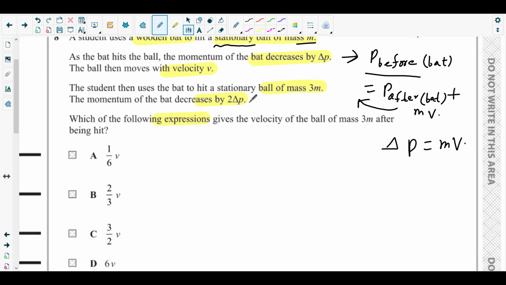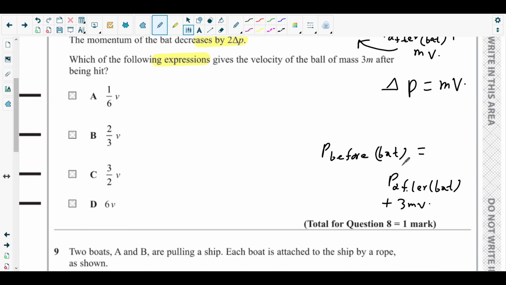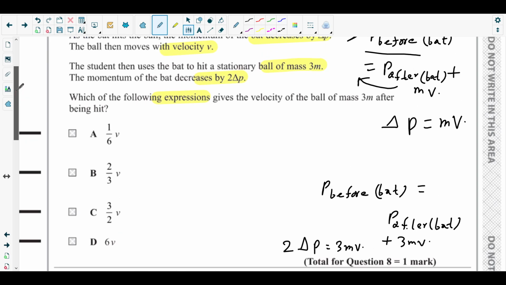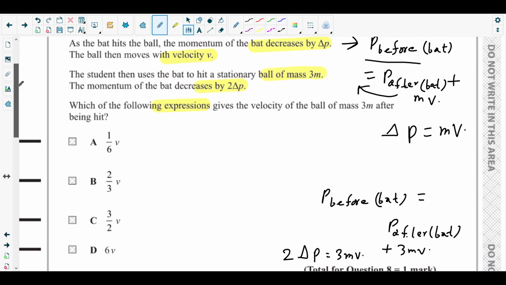We got del P equals mv. Now consider the second scenario. For the second one, same P before of the bat, same equation. P after of the bat plus 3mv. If you take P after to the left hand side, you will get del P, which is now twice of del P, so twice of del P equals 3mv. Okay, so now they are asking for the velocity.